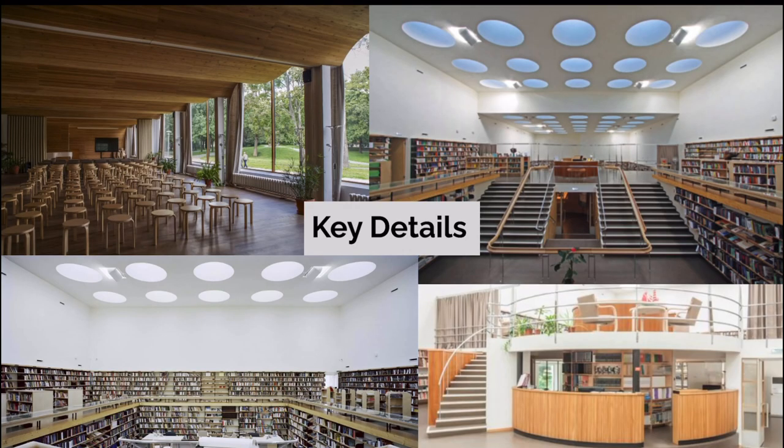The key details of the library consist of the lighting with the use of round skylights above, the ceiling used in the lecture hall with its unique curvatures and wood paneling used for acoustics, the reading area that forms a pit on the top floor, and other unique ways of circulation throughout the library.